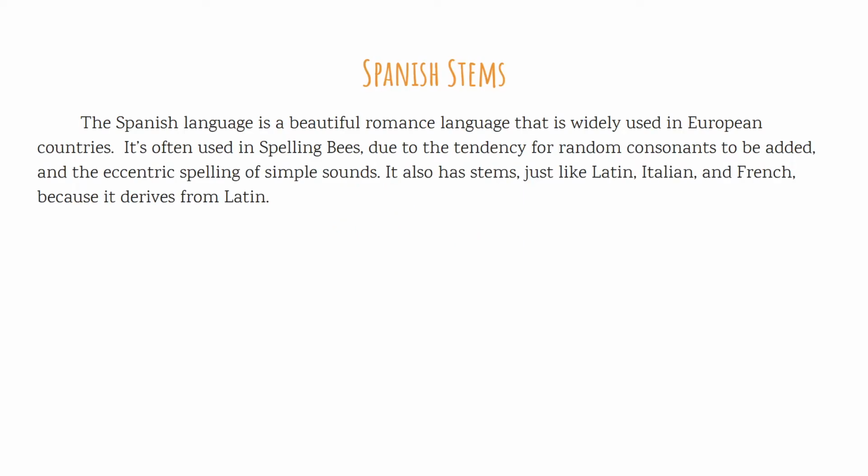First of all, Spanish is a beautiful Romance language that's widely used in European countries. It's often used in spelling bees for the tendency that random consonants are added. Plus, simple sounds are often eccentrically spelled. It also has stems, just like Latin, Italian, and French, because it derives from Latin. So once again, this is a Romance language, so it's going to have properties similar to French and Italian.